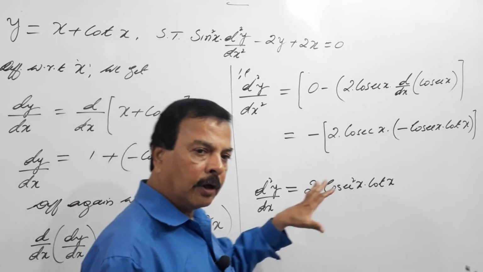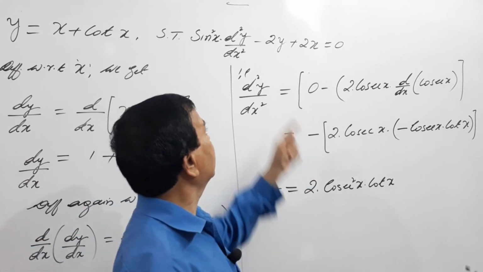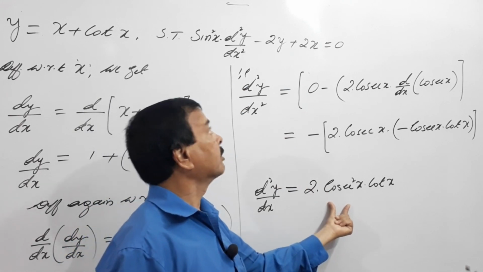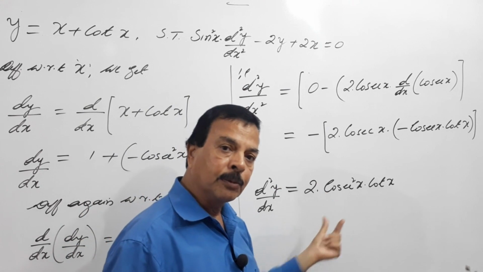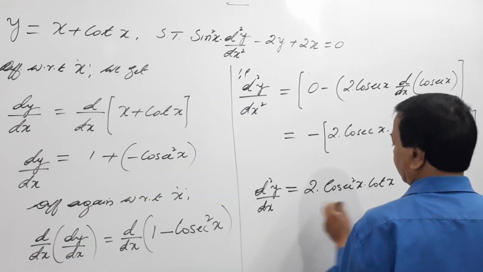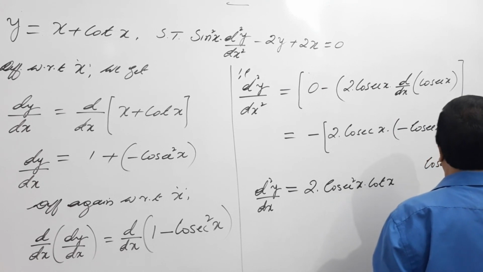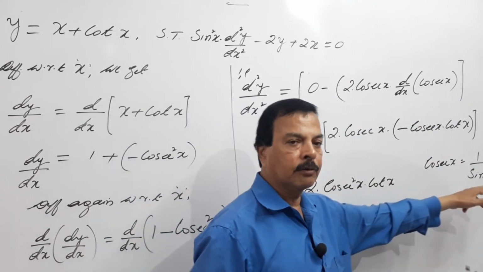Now after coming to this, you have to think, because he wants the answer in sin square x, but we have here cosecant square x. So how to go about it? What is the reciprocal of cosecant x? It is 1 by sin x. So the reciprocal of cosecant x is 1 by sin x.